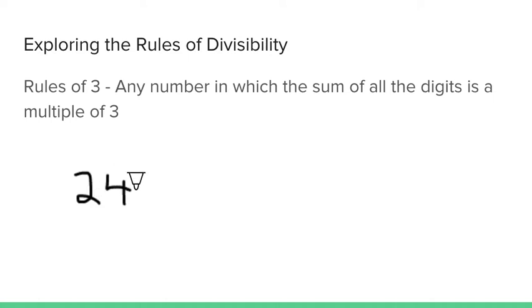We'll use the number 243. If you wanted to know whether or not it was divisible by 3, meaning whether 3 could go evenly into it without any remainders, you would take all 3 digits. If it's a 2-digit number, you take the 2 digits. If it's a 3-digit number, you take all 3 digits. If it's a 4-digit number, you use all 4 digits, and so on. And what you're going to do is add them together. So 2 plus 4 gives me 6, plus 3 gives me 9. So that equals 9.